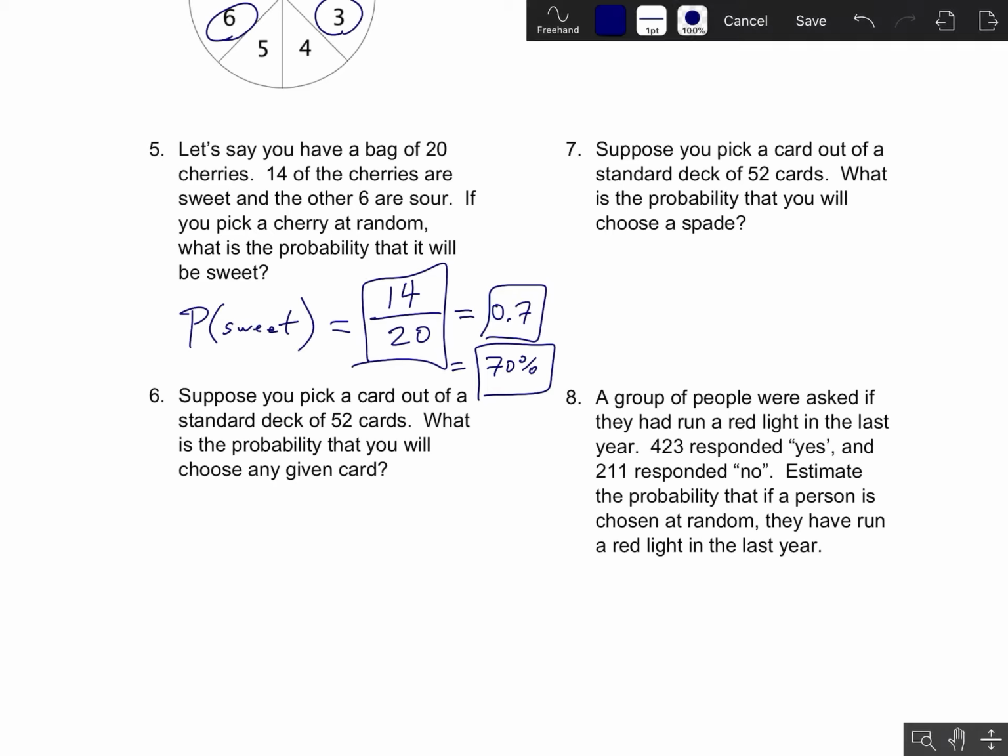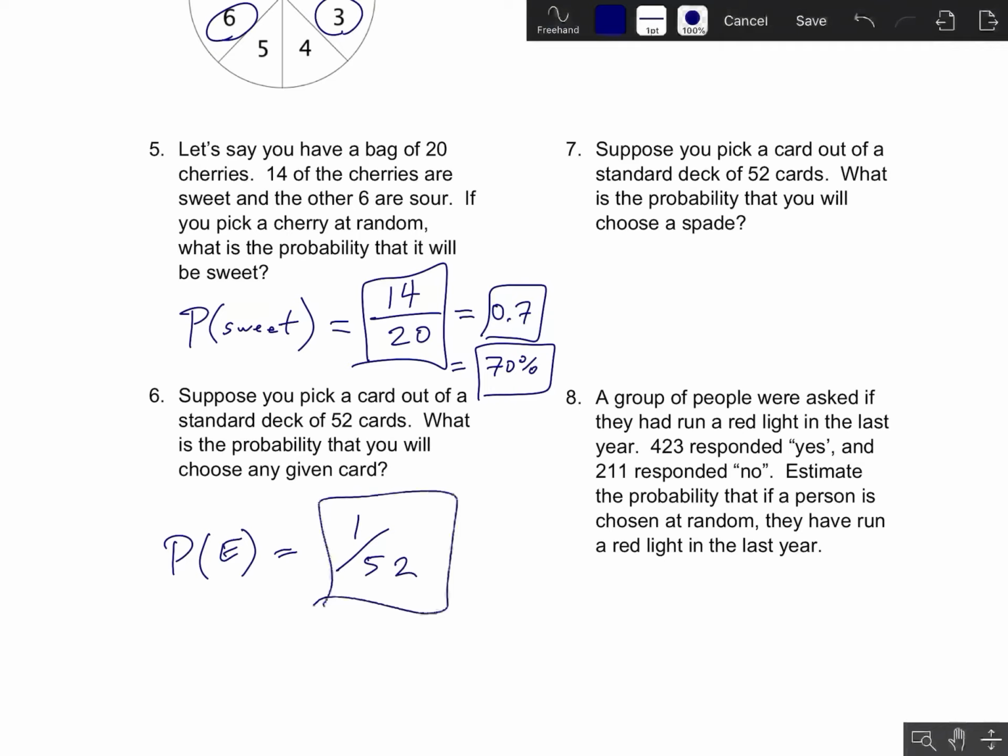Similarly in 6, suppose you pick a card out of a standard deck of 52 cards. What's the probability that you will choose any given card? Like, what's the probability that you choose the ace of spades? And the point is that the probability of drawing your particular card of choice would be one option out of the 52 possible outcomes that you would get from drawing a card. So this would be 1 out of 52.